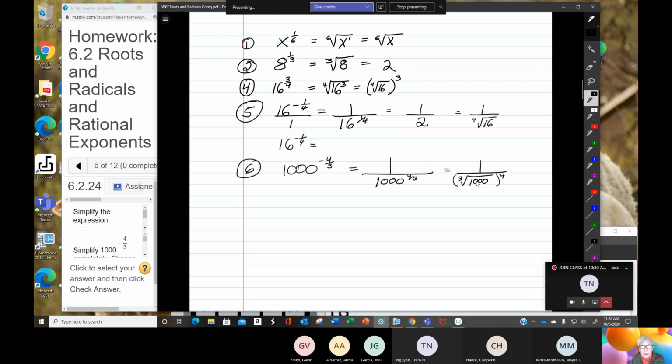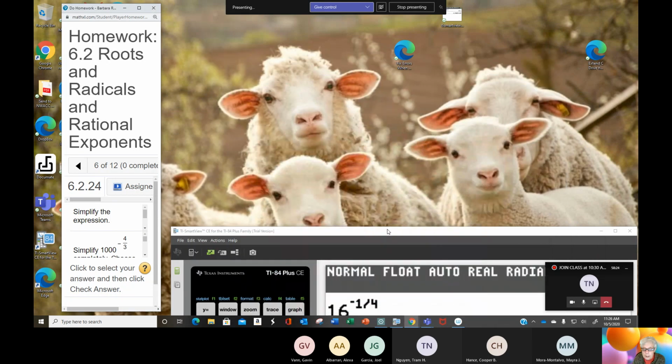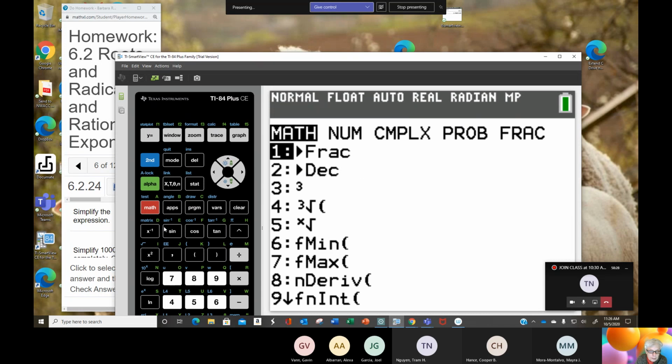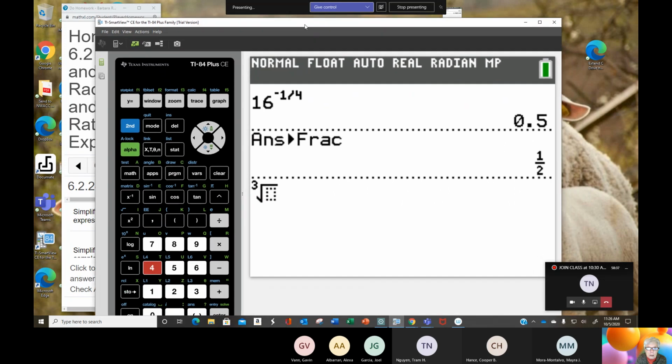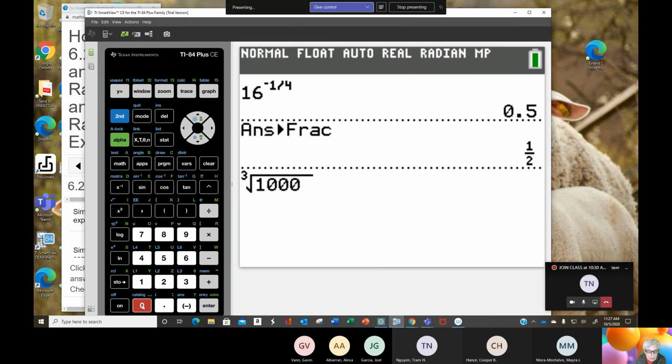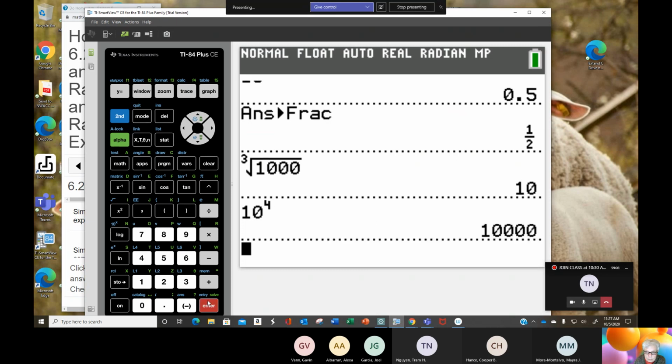But anyway, this is what's wanted, actually, for you to go through these steps and then calculate this. So you would say the cube root of 1,000 in your calculator. Math, cube root is 4. 1,000. Come to the outside. I really think it's safer to say enter and then take 10 and raise it to the 4th power. Okay, so that is 10,000.